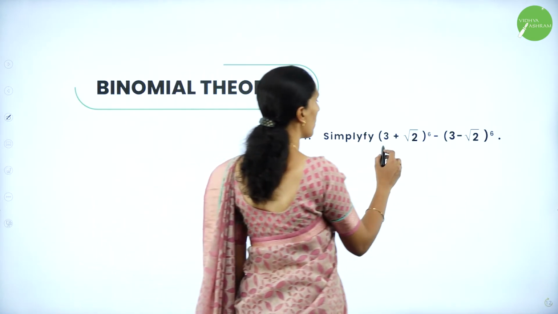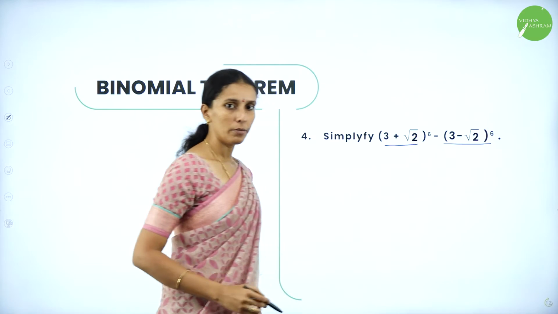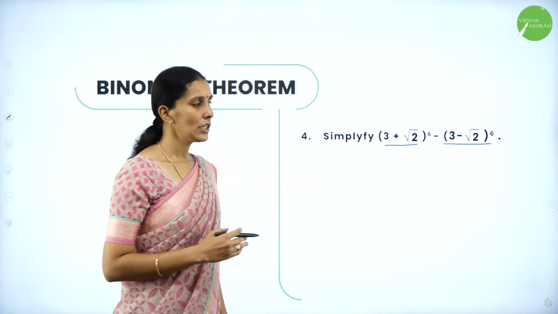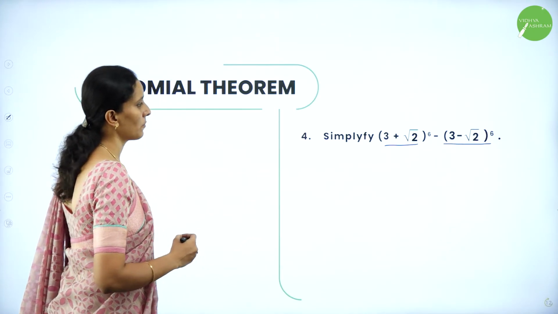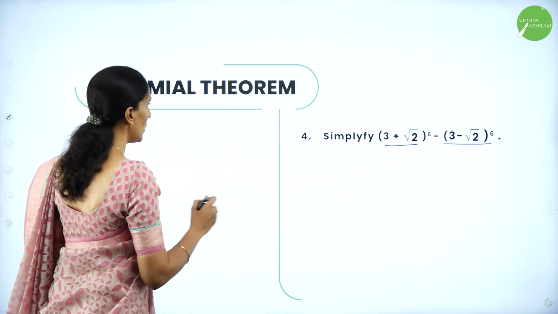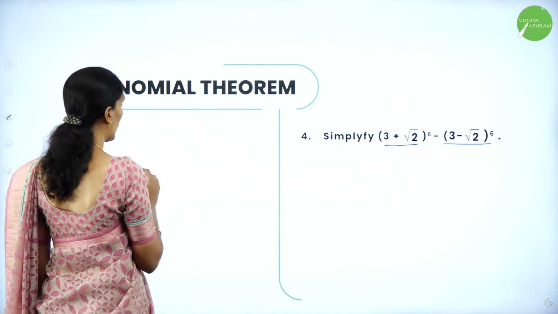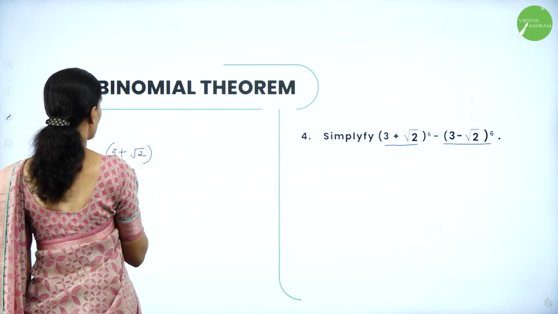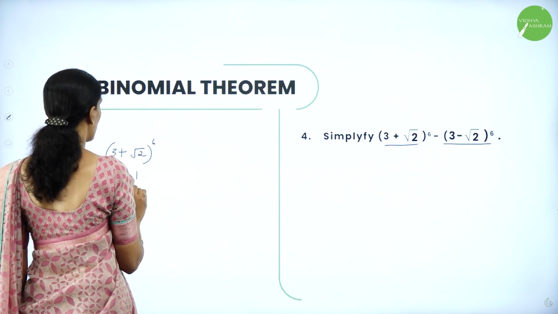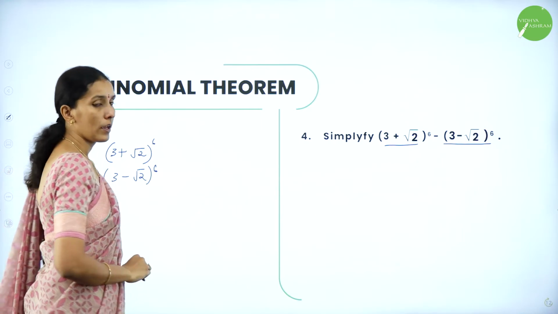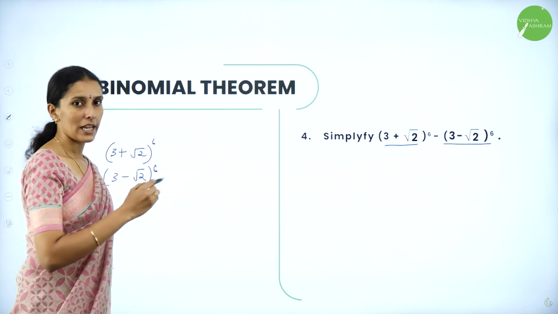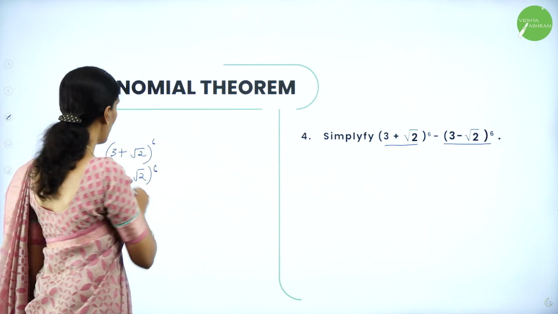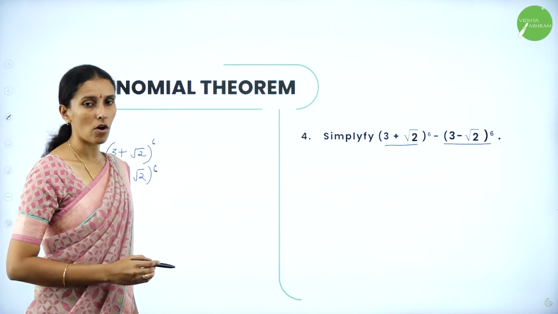We have here the combination of two binomial terms. So let us solve them separately and use the concept of subtraction by changing the sign. So let me expand 3 plus root 2 whole power 6 and 3 minus root 2 whole power 6. But when you have minus, change the sign alternatively. Plus minus, plus minus, plus minus, plus minus. And when you have plus, all the terms are positive.